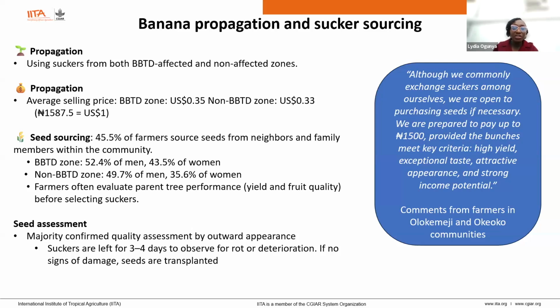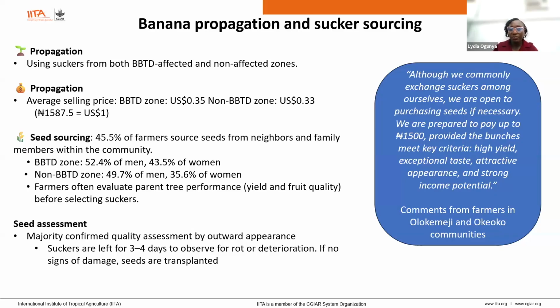And basically, majority of the farmers source their seeds from their neighbors, their family members who are within the community. And oftentimes, farmers evaluate the parent tree performance in terms of yield and fruit quality before selecting their suckers. And in terms of seeds assessment, majority confirm that the assessment they do is the outward appearance. So there's no standardized procedure for them to assess their planting material. All they do is just to leave the suckers for about 3 to 4 days to observe if there's going to be a rot or a deterioration, and if there are no signs of damage, such a plant is replanted in their fields.